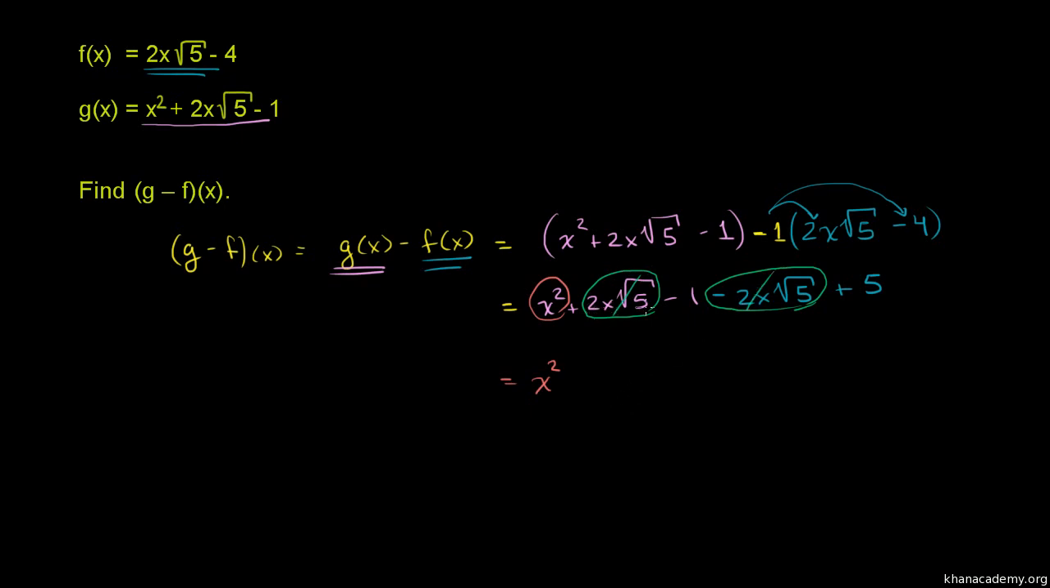2x times the square root of 5 minus 2x times the square root of 5, that obviously cancels out. And then we're left with our constant terms. You have negative 1 plus 5. Add them together, you get plus 4. And we're done. G minus f of x is equal to x squared plus 4, which is the difference of these two function definitions. It's g of x minus f of x.